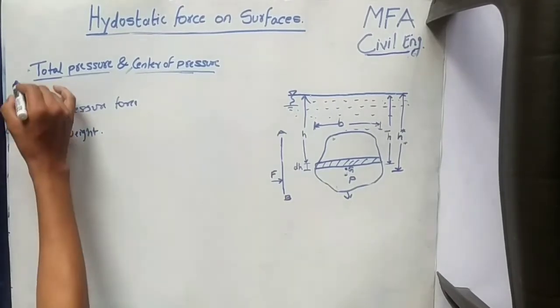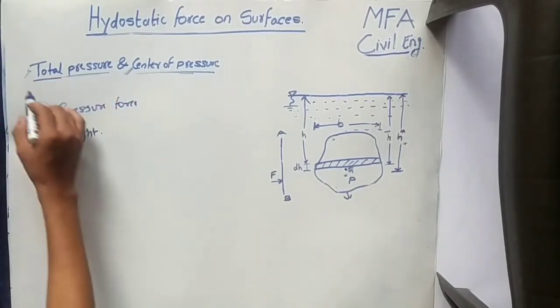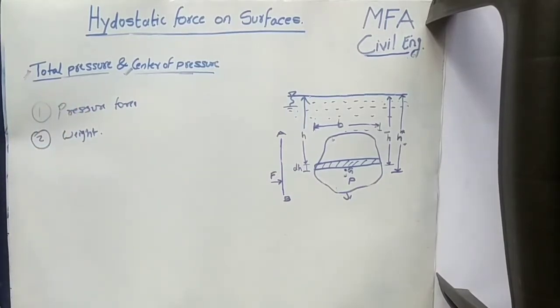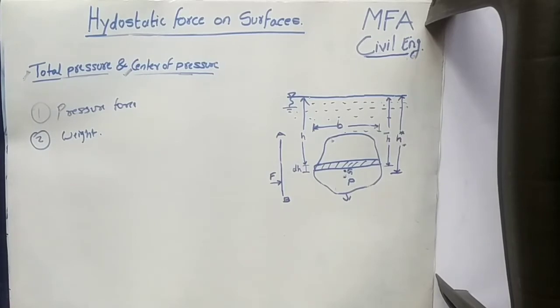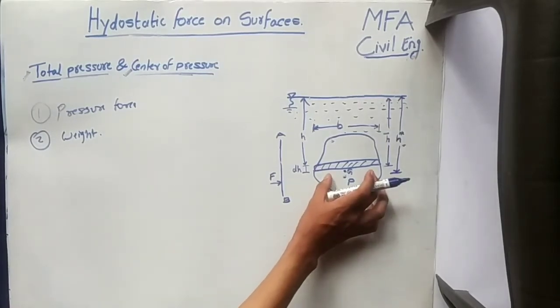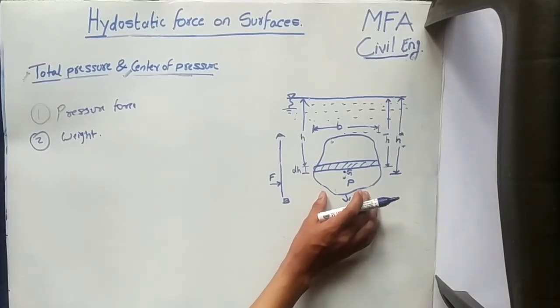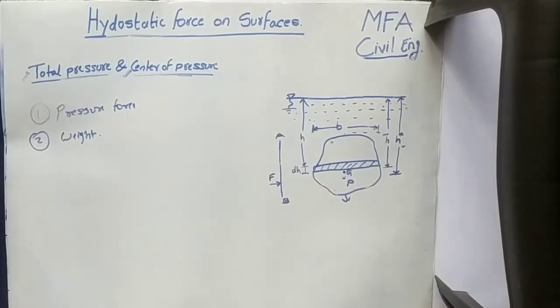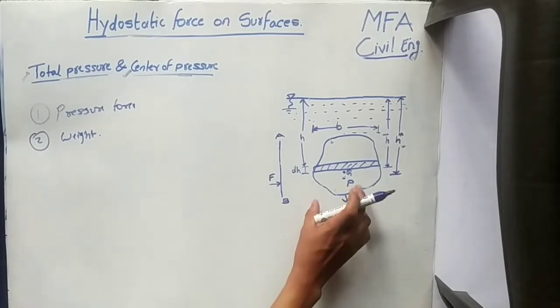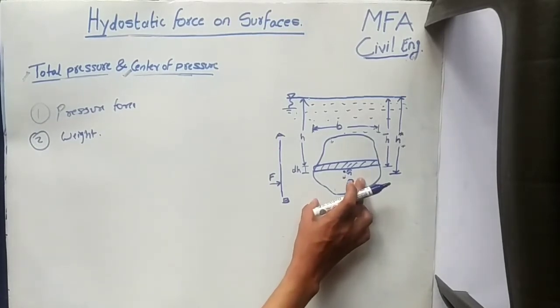Now let's understand total pressure and the center of pressure. First is the total pressure. Total pressure can be defined as the force exerted by the static fluid on a surface. This surface may be a plane or a curve when the fluid is in contact with the surface. This pressure always acts normal to the surface.